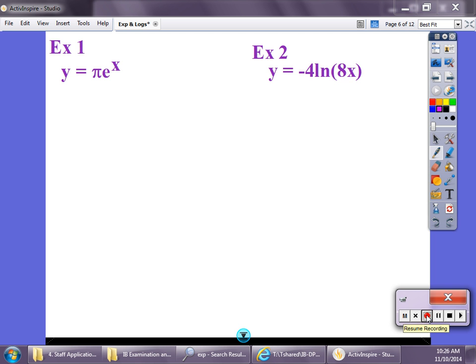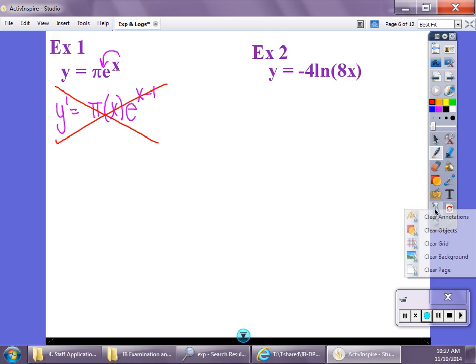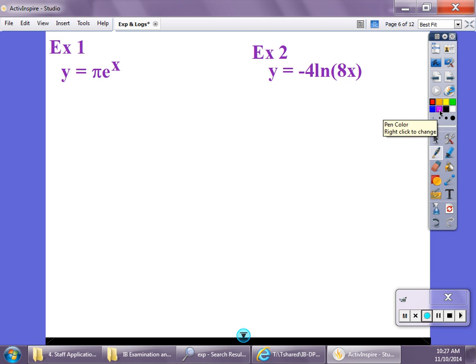Okay, so a common mistake. Here's a common mistake. People like to say, oh, let me bring this down, power rule, pi times x e to the x minus 1. Wrong. Don't do that. We're not doing power rule. Okay? We're not doing power rule.